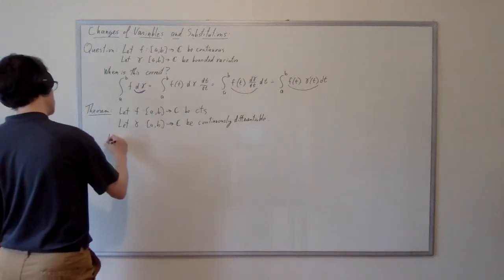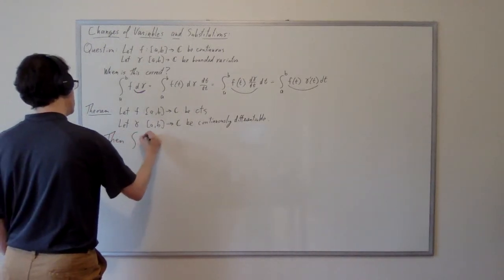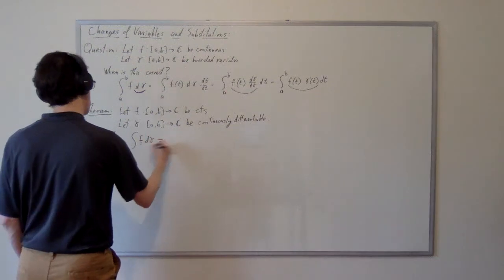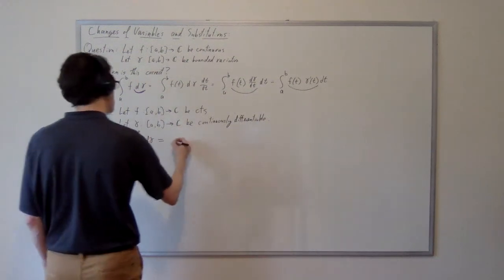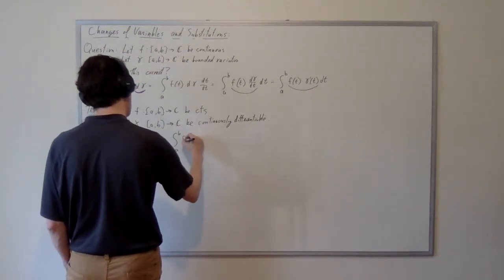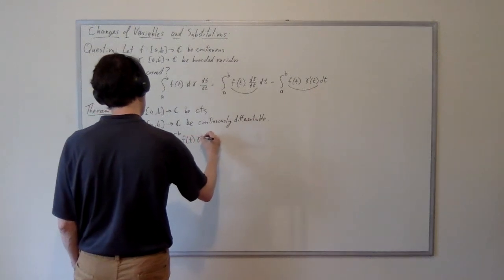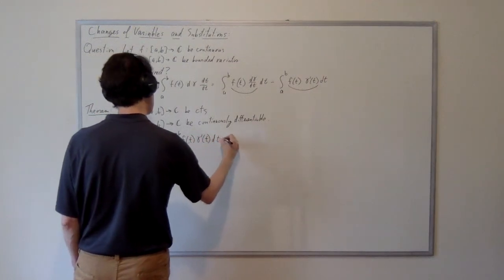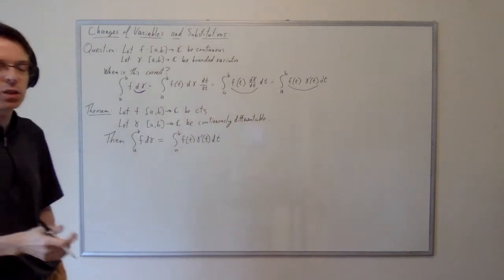So let gamma be continuously differentiable. And then, well, here's the theorem. Then the integral of f d gamma is actually equal to the integral from a to b of f of t gamma prime of t dt. So surprisingly, it actually does work.